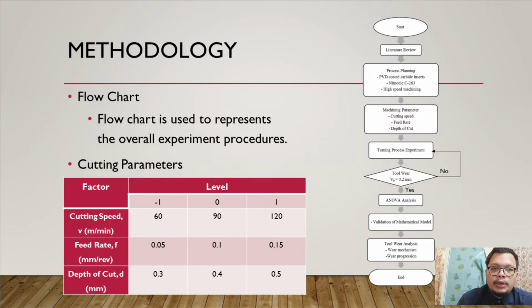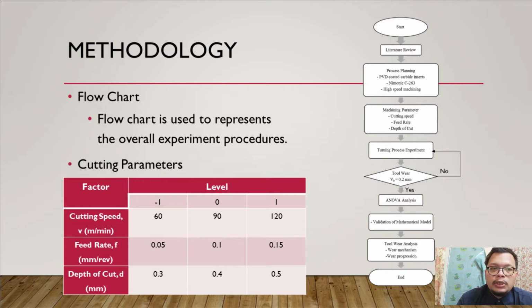For the cutting speed, the lowest is 60 m per minute and the highest is 120 m per minute. For feed rate, the lowest is 0.05 mm per revolution and the highest is 0.15 mm per revolution. And lastly, for the depth of cut, the lowest is 0.3 mm and the highest is 0.5 mm.